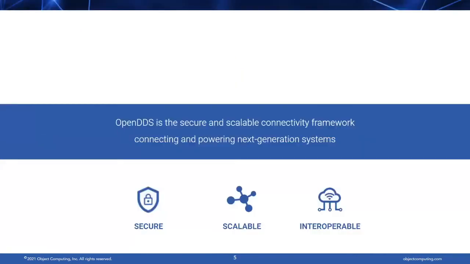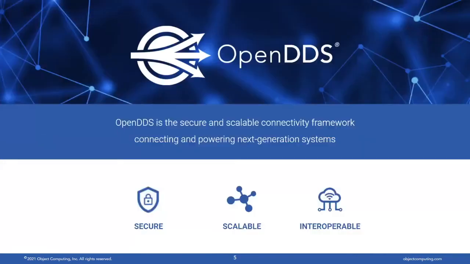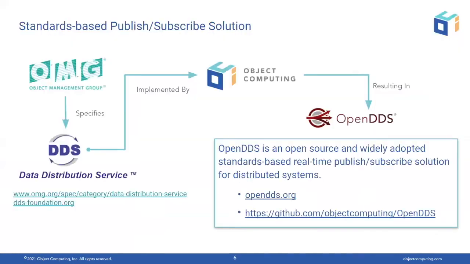So to set the stage for what we'll be talking about in depth today with XTypes, let's talk about OpenDDS in general first. OpenDDS is the secure and scalable connectivity framework that's connecting and powering next generation systems. So, what does that mean from a software project point of view, right? OpenDDS is a standards-based publish, subscribe solution. And as you see there, OpenDDS is an open source and widely adopted real-time publish, subscribe solution for distributed systems.